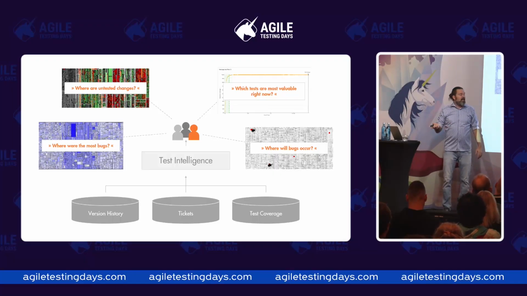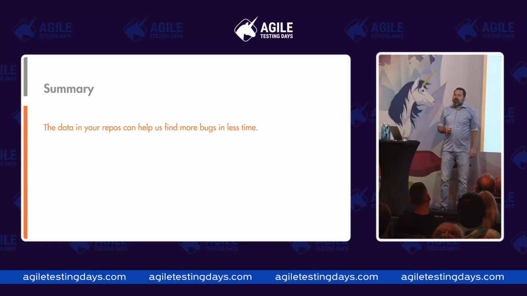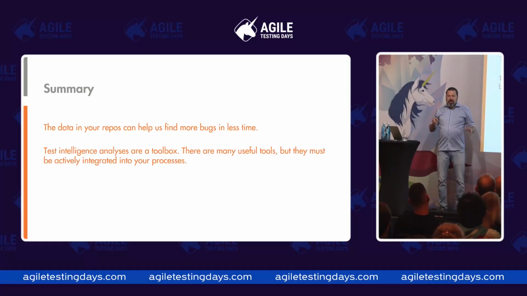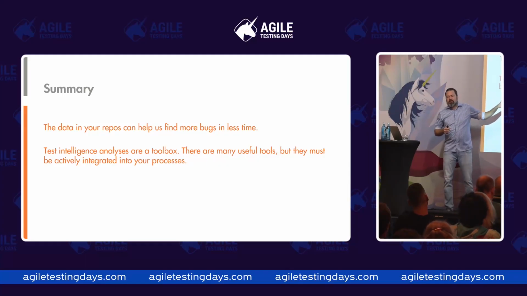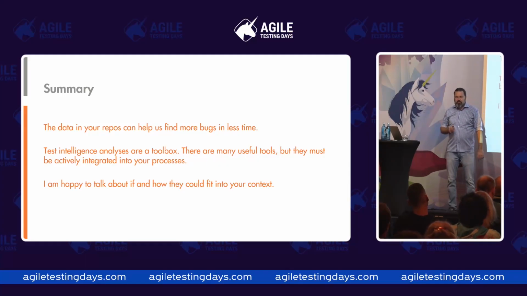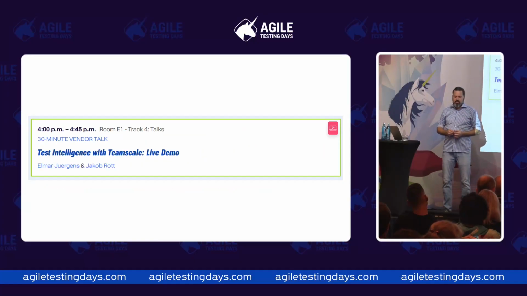So I just wanted to include this in here because while it's very impressive how many LLMs work, it doesn't help for this. Let me just wrap up what I wanted to show before we take a couple of minutes for questions. The data in your repositories can help us find more bugs in less time. But test intelligence analyses are a toolbox. For those of you who were in the keynote yesterday evening, there's not one principle that applies in every single context, and it's the same thing with test intelligence analyses. They must be fit into your context, and you won't be surprised that I'm happy to help you and talk through your context if you're interested in this.